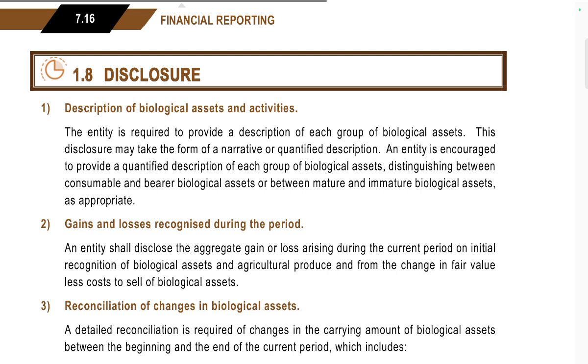Disclosure: description of biological asset activity. The entity is required to provide a description of each group of biological assets. This disclosure may take the form of a narrative or quantitative description. It is recommended to provide a quantitative description for each group of biological assets, distinguishing between consumable and bearer biological assets, and between mature and immature biological assets, as appropriate.